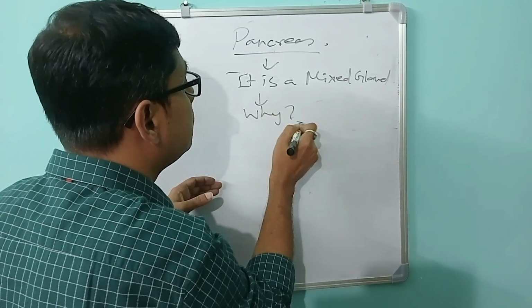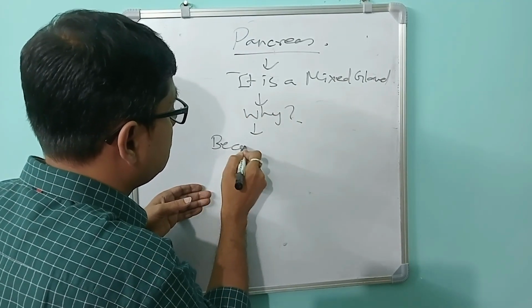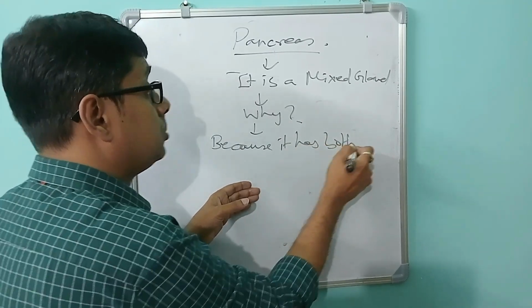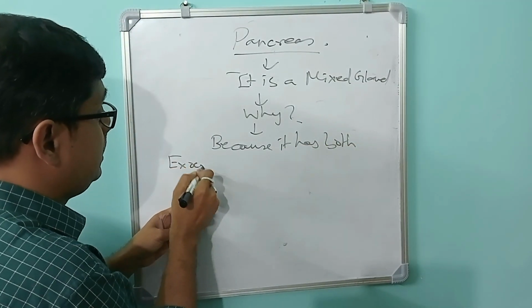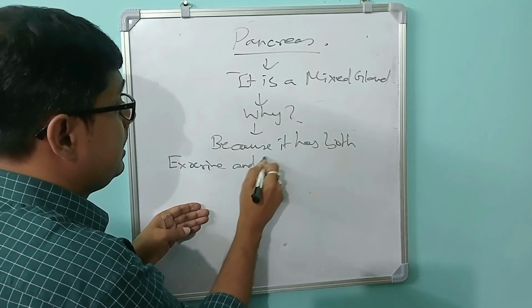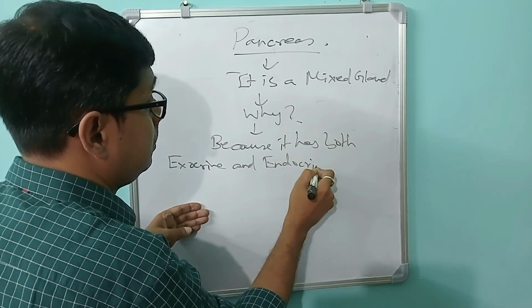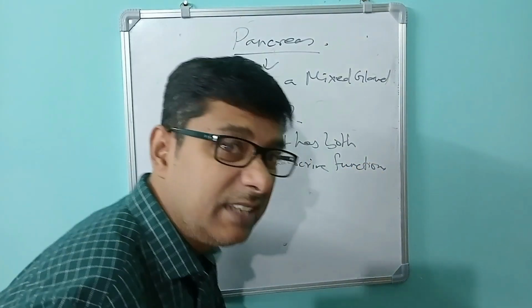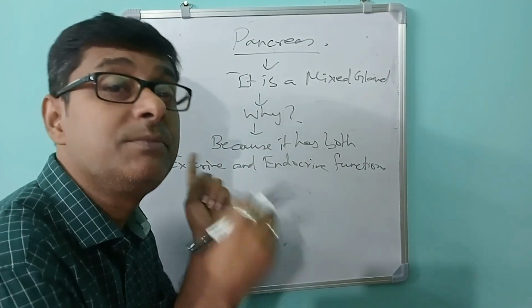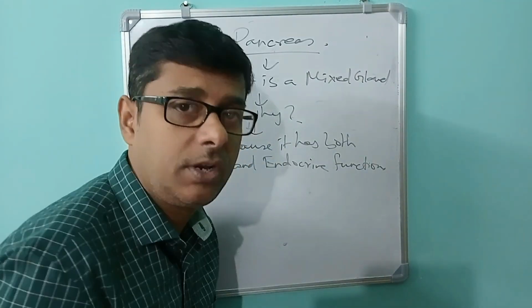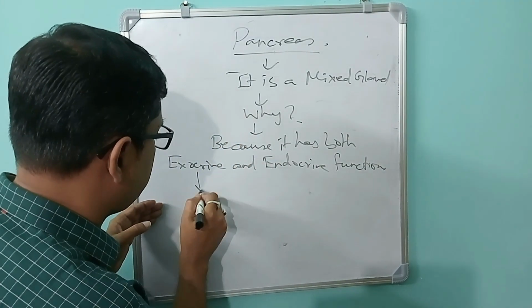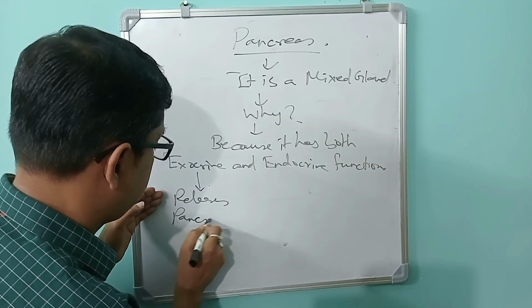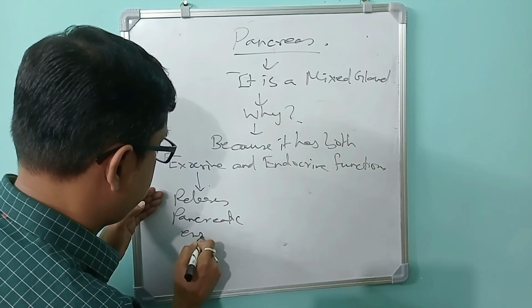Why? Because it has both exocrine and endocrine functions. Clear? That is why the pancreas is called a mixed gland, because it has both exocrine and endocrine functions. Exocrine function, what is that? The exocrine part releases pancreatic enzymes.